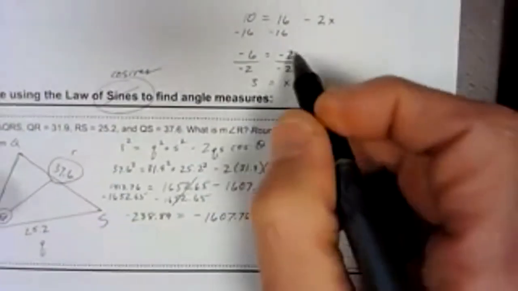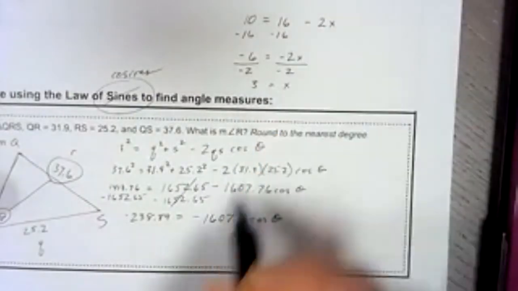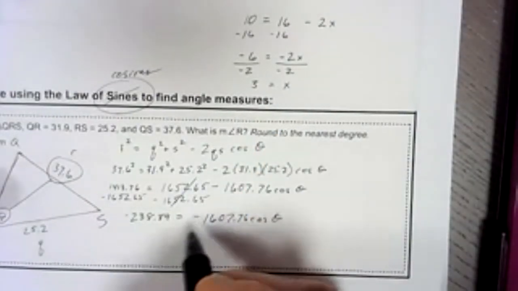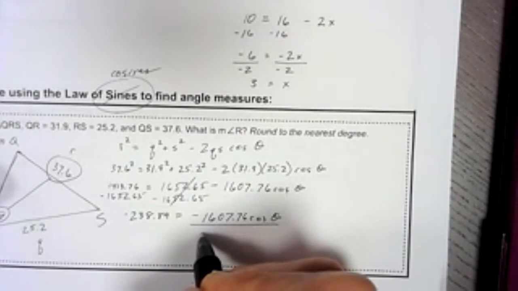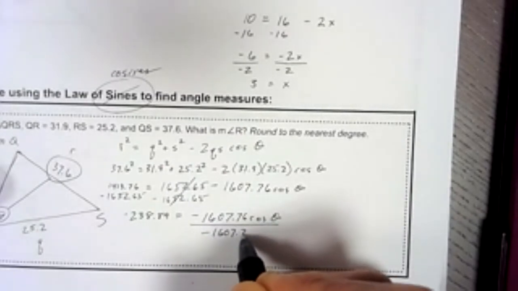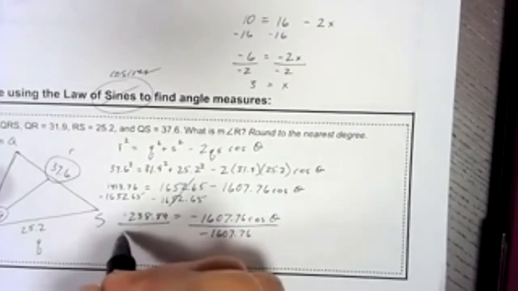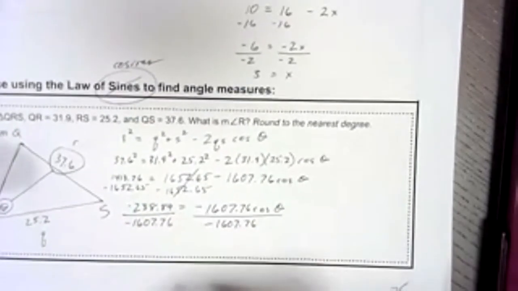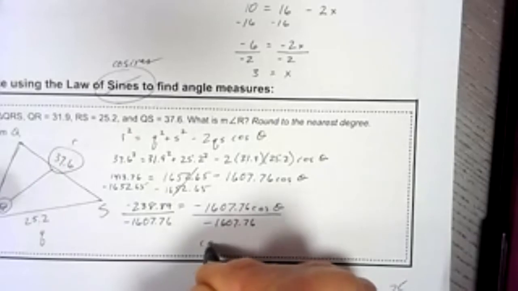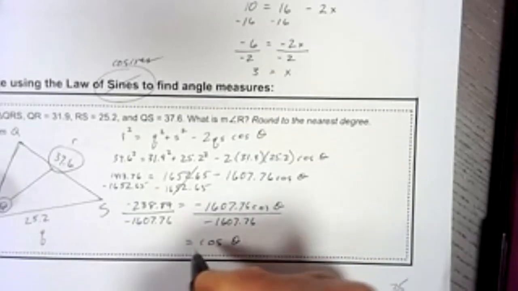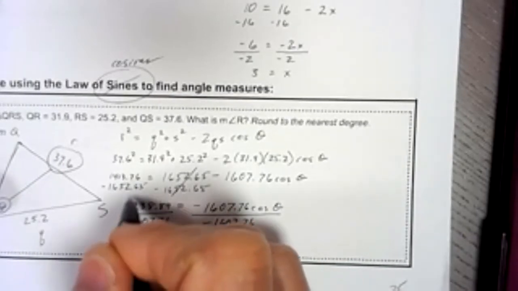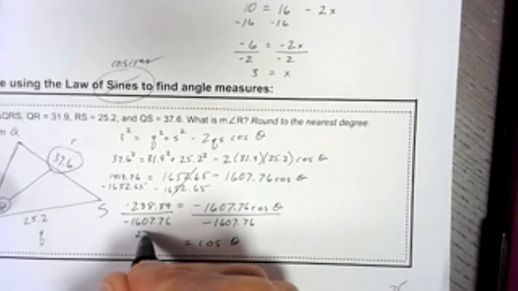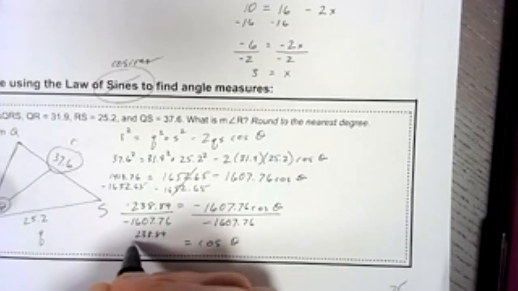All right, now just like up above where we divided by -2, we're going to divide by this big number here. So we divide this by -1607.76, and we divide this by -1607.76. Now that's going to give me a cosine of theta is equal to, and the negatives are going to cancel, so that's helpful, 238.89 divided by 1607.76.